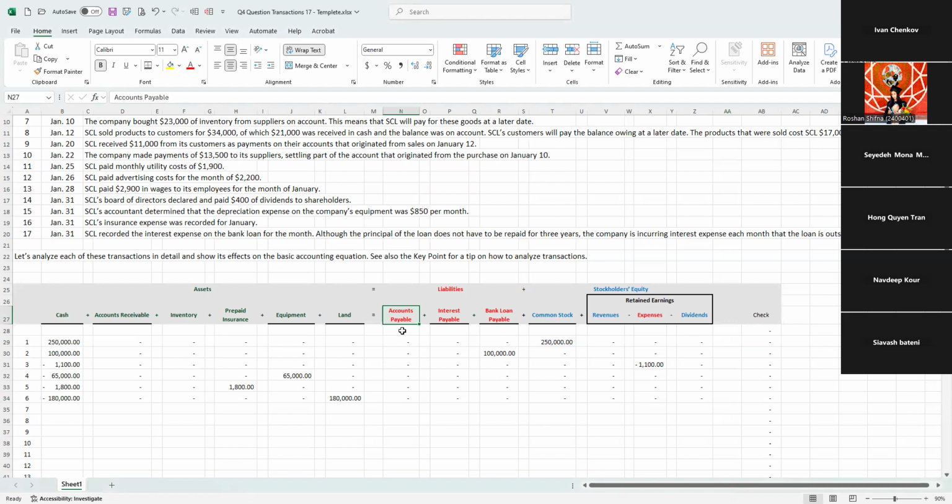So what is that going to create? That's going to create accounts payable. Make sense? Do you understand now where accounts payable comes from and why it's called on account?